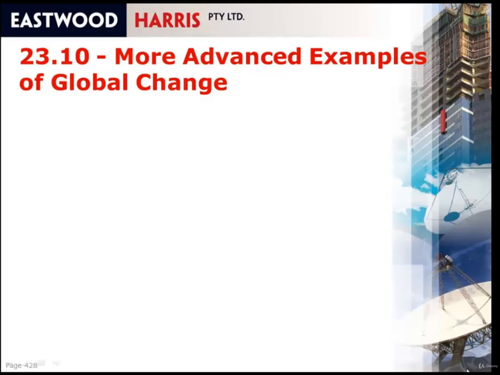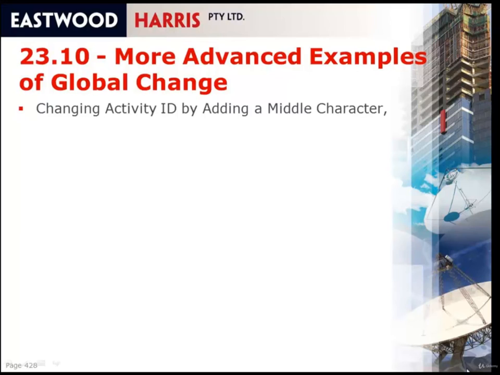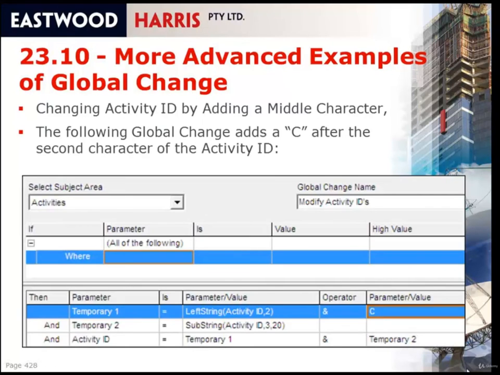More advanced examples of global change. So the first one we're going to have a look at is how to change an activity ID by adding a middle character. So what we're doing here is we created a global change where we're changing all the activities, but you could just select some if you want to, or a range. And temporary one, which is a user definable field, which would probably be a text field, equals left string activity ID 2. So this takes the first two characters of the activity ID, puts it into temporary one, and then we're concatenating C after it. So temporary one will be the first two characters plus C.